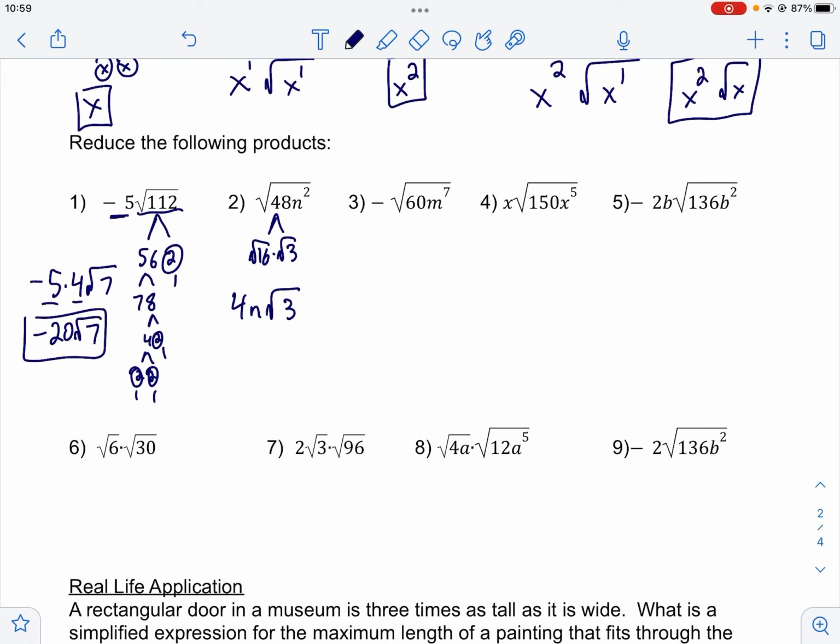Continuing on, taking a look at number 2. If you use the largest square root method, the largest square root that goes into 48 is the square root of 16. Square root of 16 times 3 times the square root of 3. N squared divides evenly, so n squared divided by 2 is just 1n on the outside. The square root of 16 becomes 4, so our final answer is 4n, and then left over on the inside we have the square root of 3.